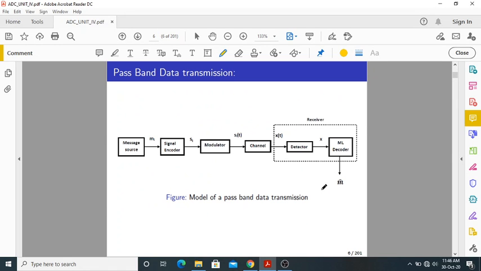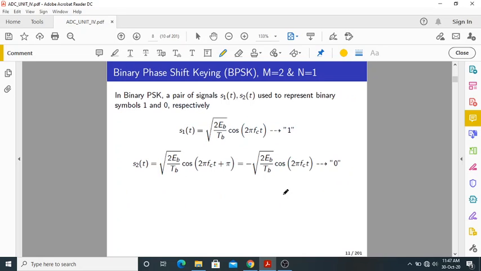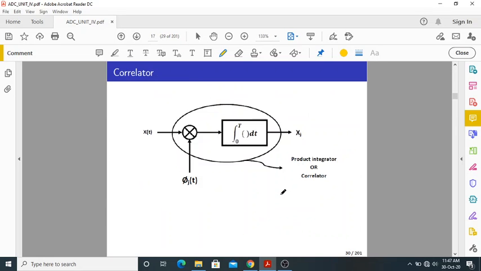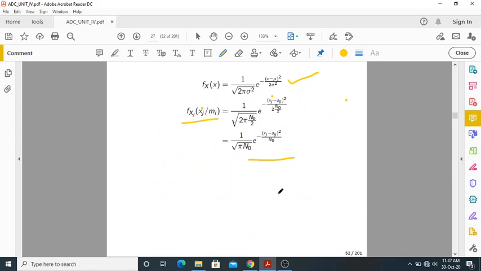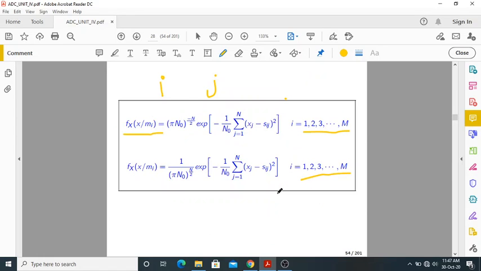From x of t we got x, which is a vector. From this vector x we have to estimate what is transmitted. We don't know what is transmitted actually, so we have to estimate it, that is called M cap. That is done by the decoder, called the ML decoder. I will explain what ML means. Now let us go to the decoding part, the second part of the receiver.